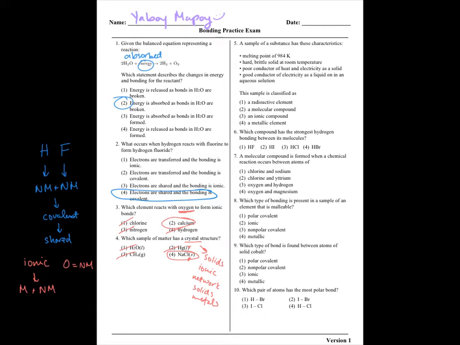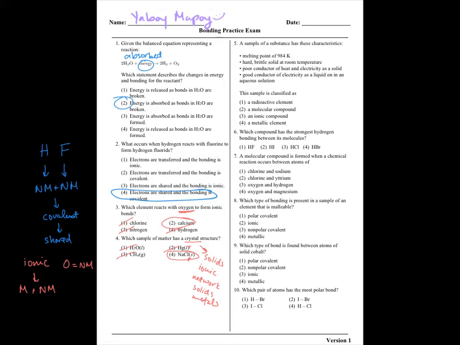Number 5. A sample of a substance has these characteristics. Melting point of 984 Kelvin, that's really high. Hard, brittle solid at room temperature. Poor conductor of heat and electricity as a solid. Good conductor of electricity as a liquid in an aqueous solution. What kind of grammar is that? As a liquid in an aqueous solution.